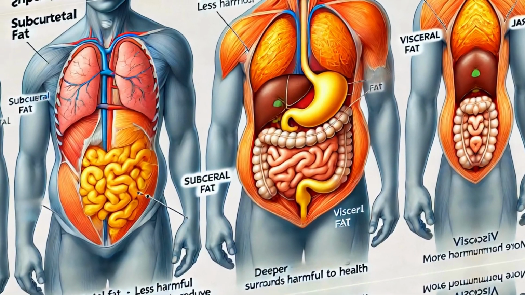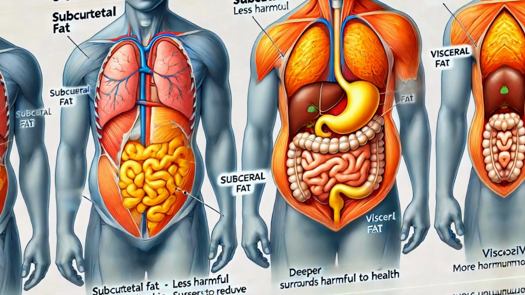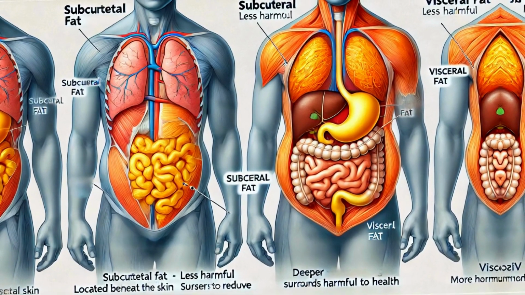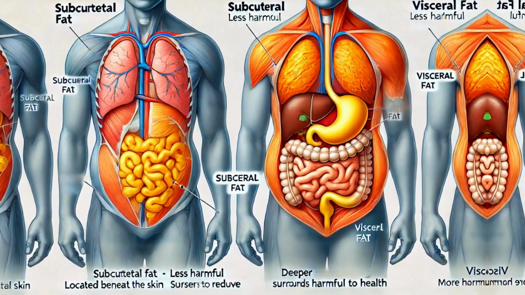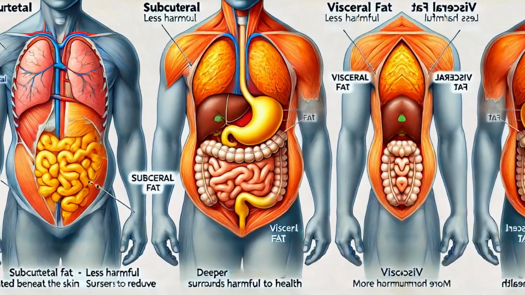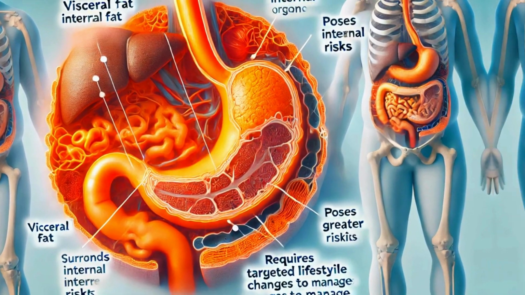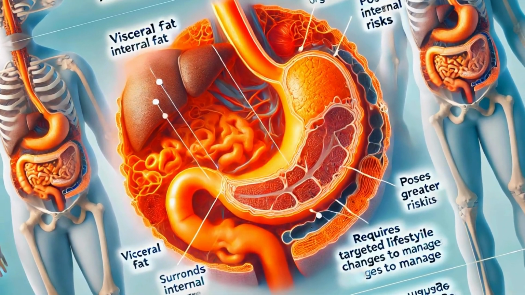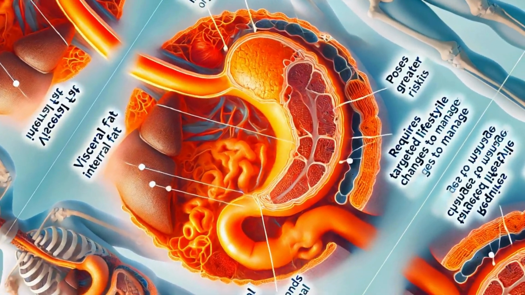Visceral fat versus subcutaneous fat. Subcutaneous fat, located beneath the skin, is less harmful to health and easier to reduce through diet and exercise. Visceral fat surrounds internal organs, poses greater health risks, and requires targeted lifestyle changes to manage.